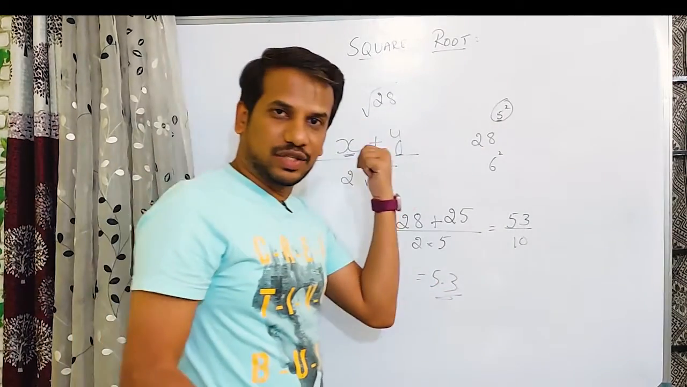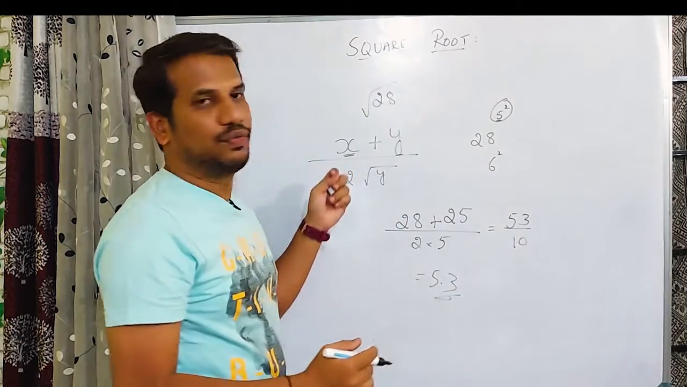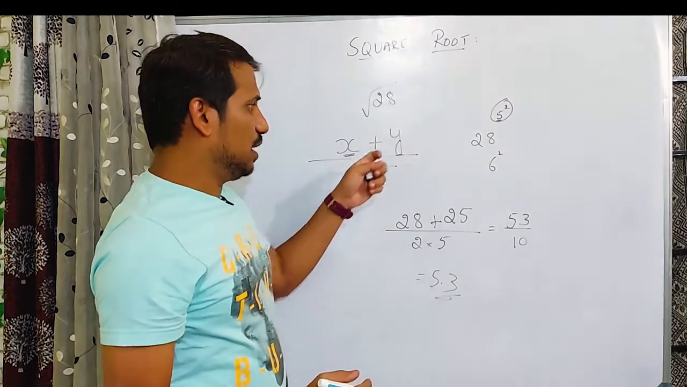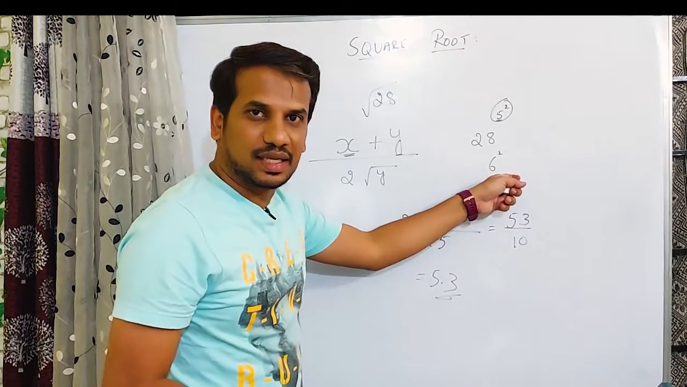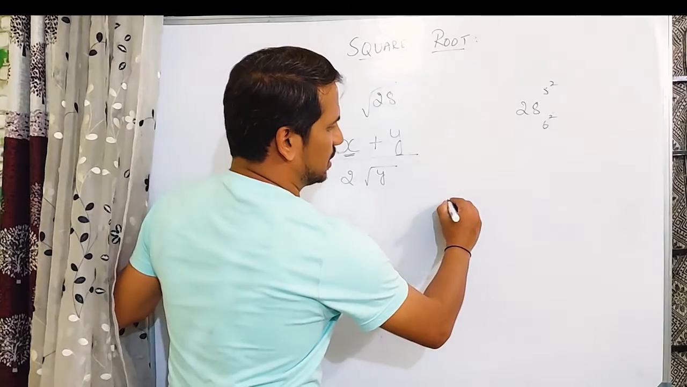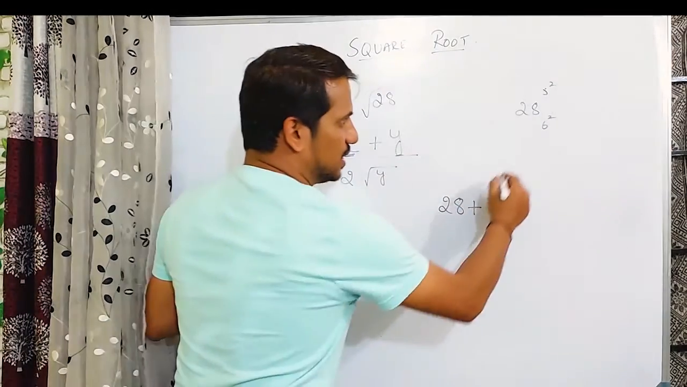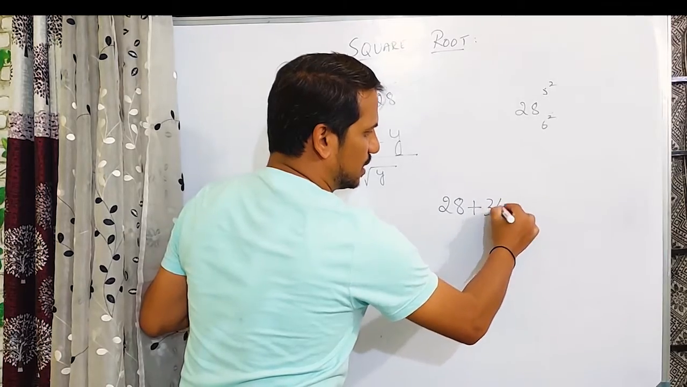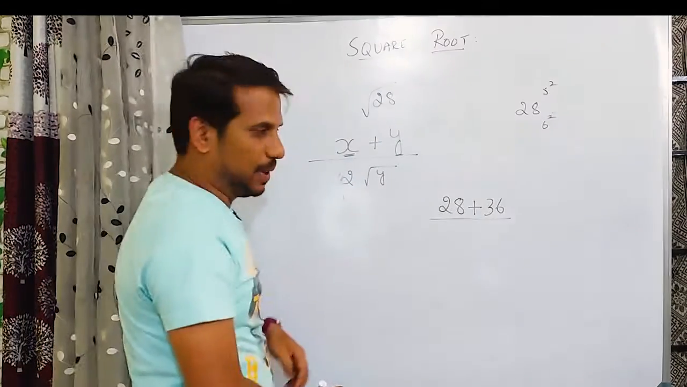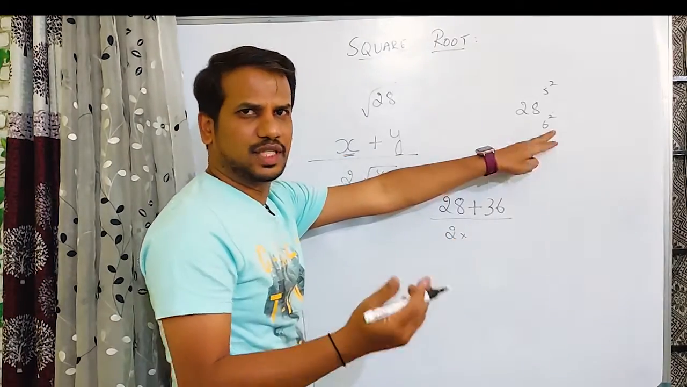See, the previous way we found out by using the plus technique. Here is the formula technique. Now can we apply this y by taking 6? Yes, definitely we can apply. Now the value of x is 28 plus y is 6 square, that is 36, divided by 2 into square root of 6 square, 6.